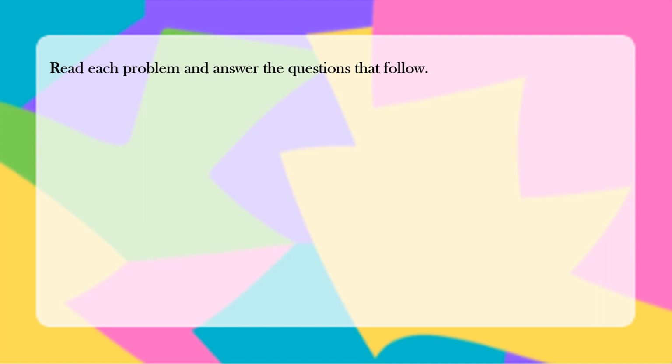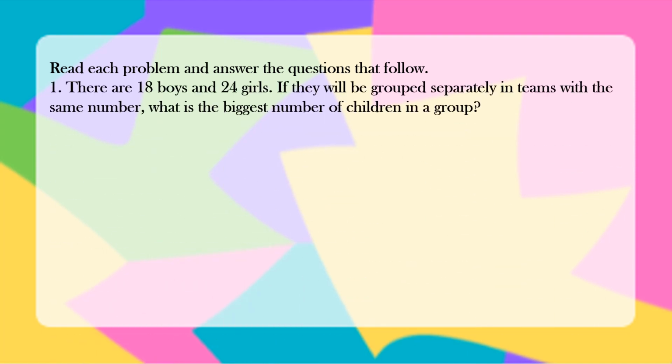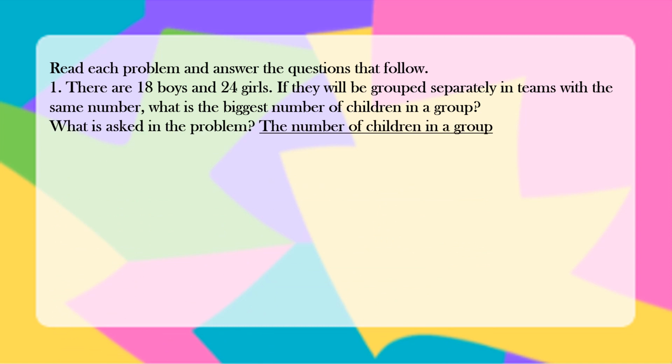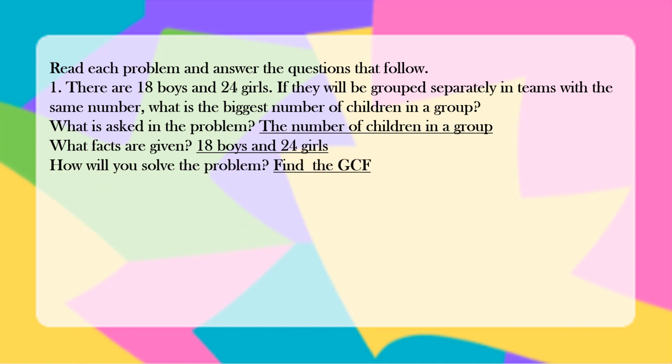Okay, so now let's try to solve this problem by answering the following question. There are 18 boys and 24 girls. If they will be grouped separately in teams with the same number, what is the biggest number of children in a group? Okay, the first one is what is asked in the problem, and that is the number of children in a group. The next one is what are the facts given? So these are the 18 boys and 24 girls.